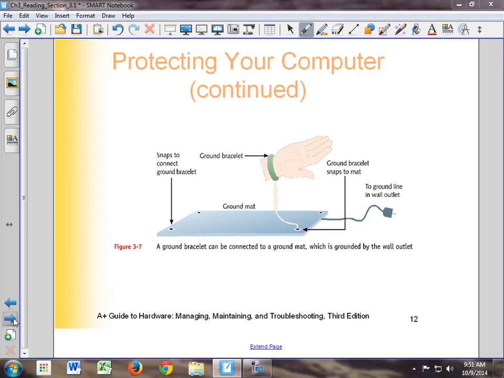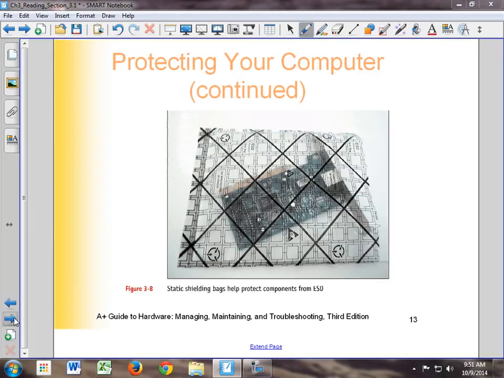You do have one of those downstairs. That's an anti-static bag.